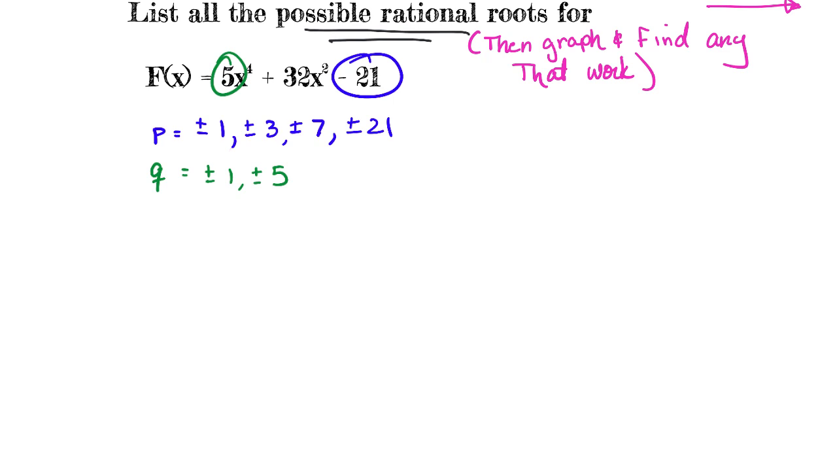Now we list all of our combinations of P's over Q's. 1 over 1, 1 over 5. I must simplify as I go. 3 over 1 is just 3, and 3 over 5.